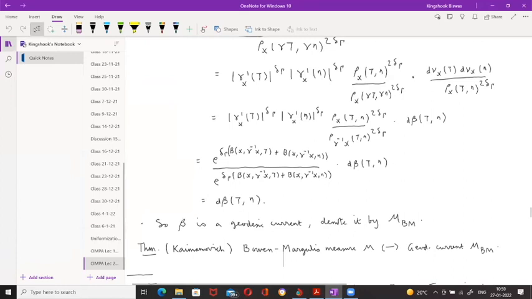Okay. So we will denote this geodesic current by mu sub BM. And the reason we're putting BM is it stands for Bowen-Margulis. Because it's a theorem of Kaimanovich that the flow invariant Bowen-Margulis measure, the measure of maximal entropy, corresponds to this geodesic current mu BM. Okay.